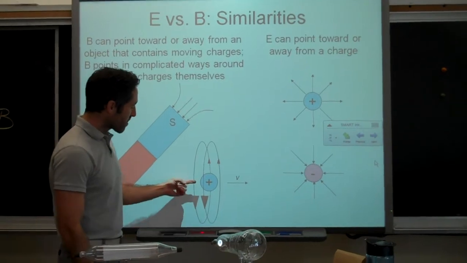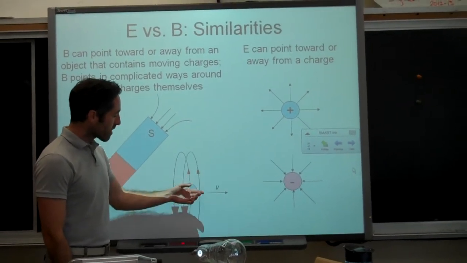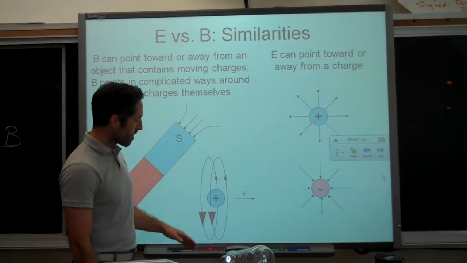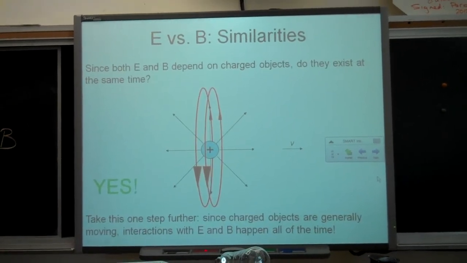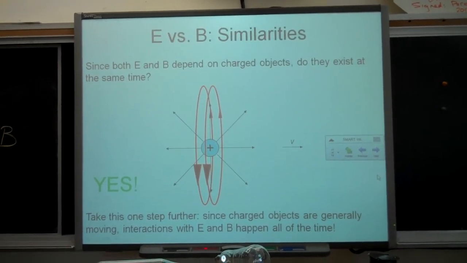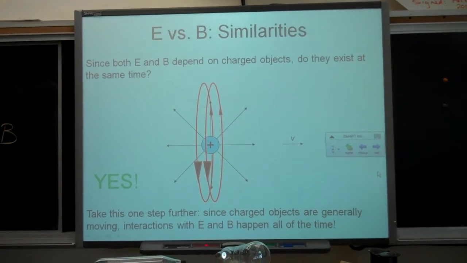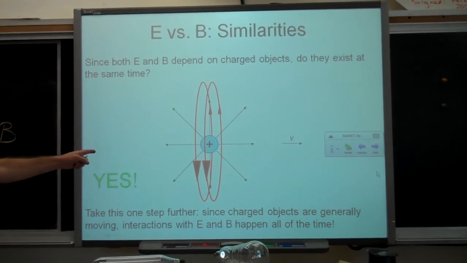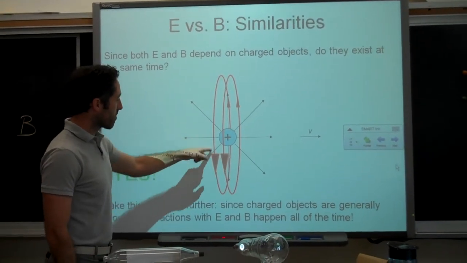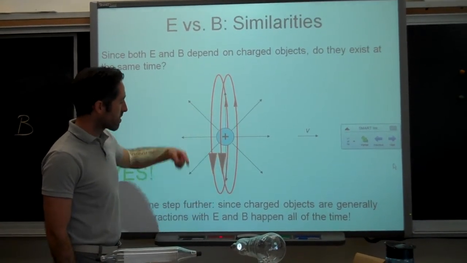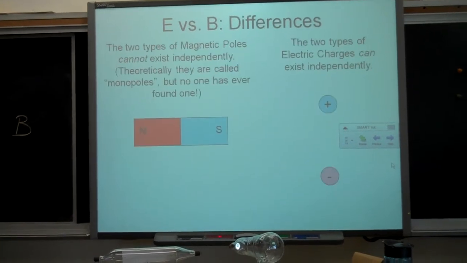Alright, anyway, if a charge is moving, you actually get a very interesting magnetic field around it. We'll talk a bit about it, but you won't be tested on it here. Both E and B, that's electric field and magnetic field, depend on charged objects, so you can have them at the same time. As long as this charge is moving, you have the electric field due to its charge, and the moving charge gives you the magnetic.